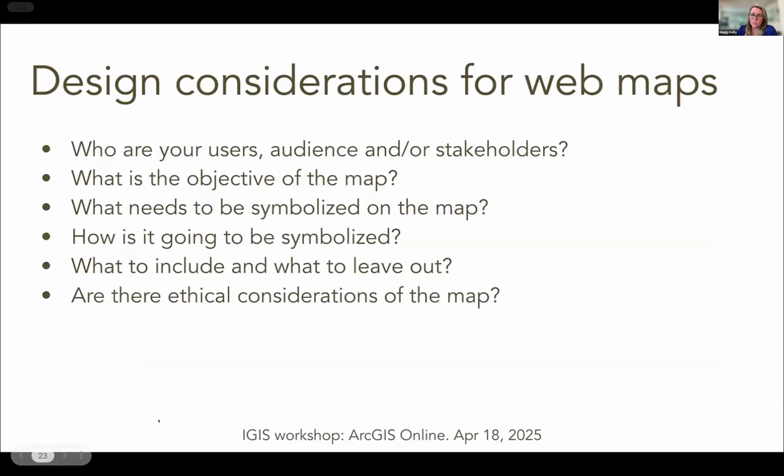And so Sean will also go through this, but you want to think about some of the design considerations. Who are your users, your audience, and your stakeholders? What's the objective of your map? What needs to be symbolized on your map? How is it going to be symbolized? What do I want to include and what do I want to leave out? And are there any ethical considerations of the map? Am I showing data that maybe I shouldn't be showing publicly? Should I make sure some of these data sets are more protected? These kinds of things.